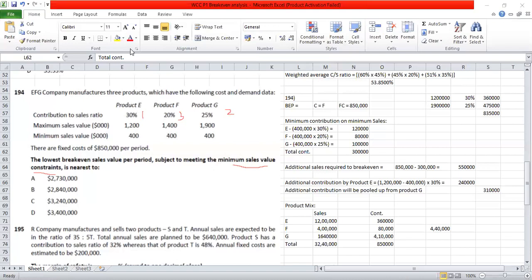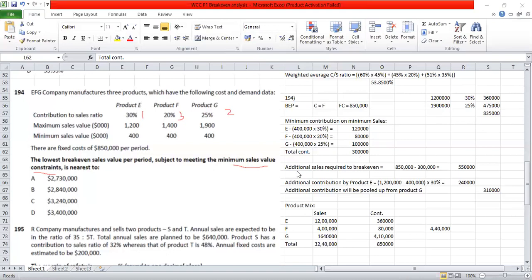Sorry about it. Okay, so where are we? According to the profitability, if we consider products E, G, and F in that order, we see the minimum criteria will not be met. So first thing is minimum criteria has to be met. If the minimum criteria is met, the total contribution is only 300,000.